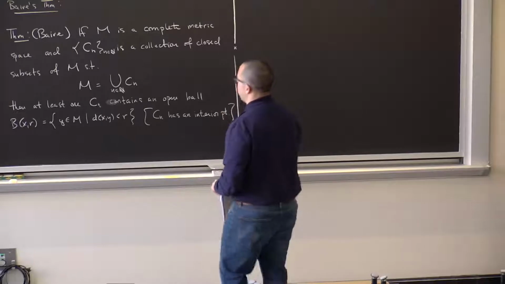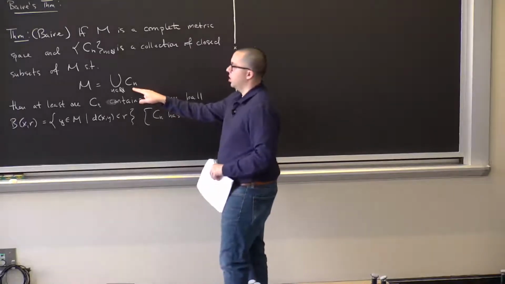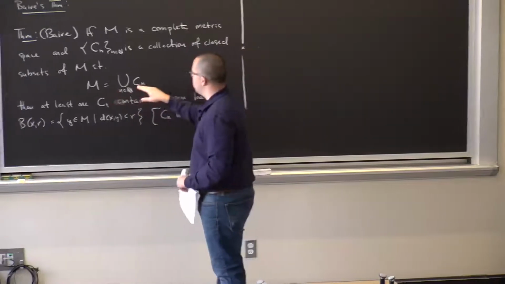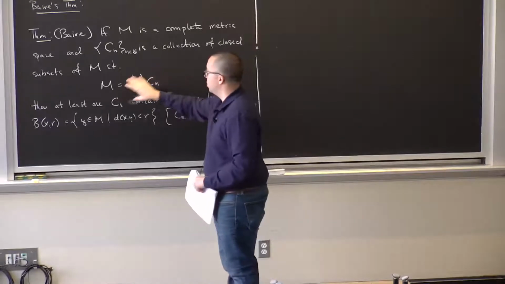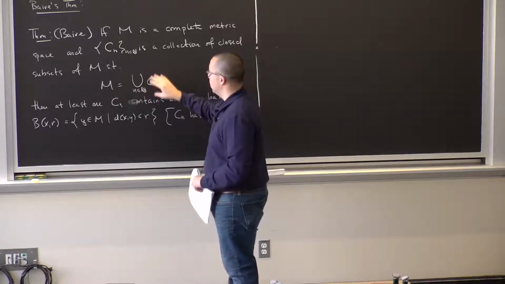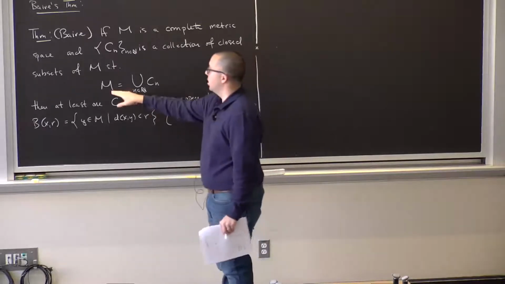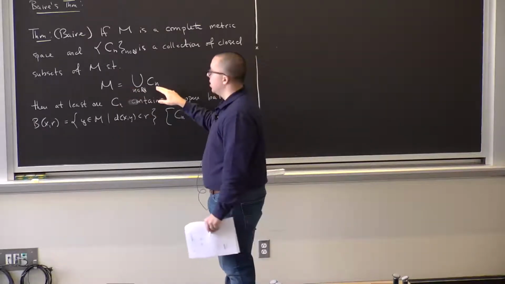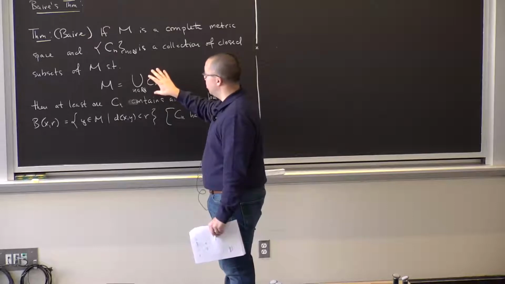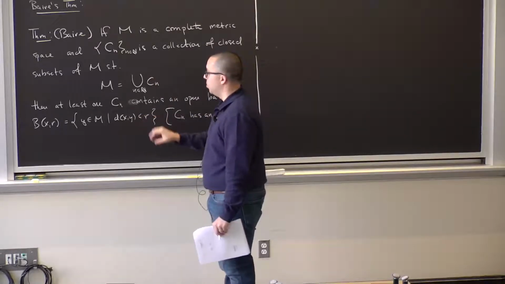So sometimes in applications these Cn's are not necessarily closed, but if M is equal to the union of these sets, then it's also equal to the union of their closures. And so what this theorem says is that if you can write a metric space as a union of sets, then the closure of one of those sets has to contain an open ball.